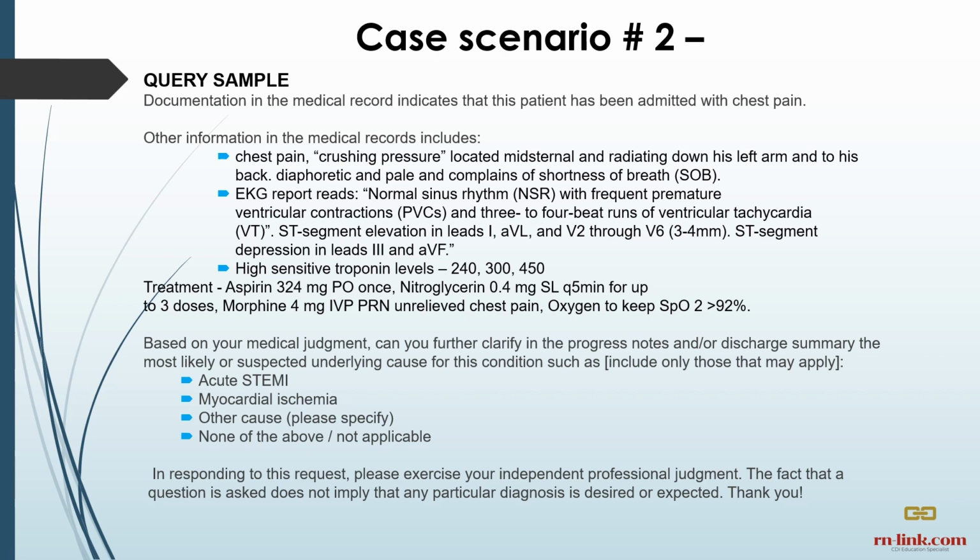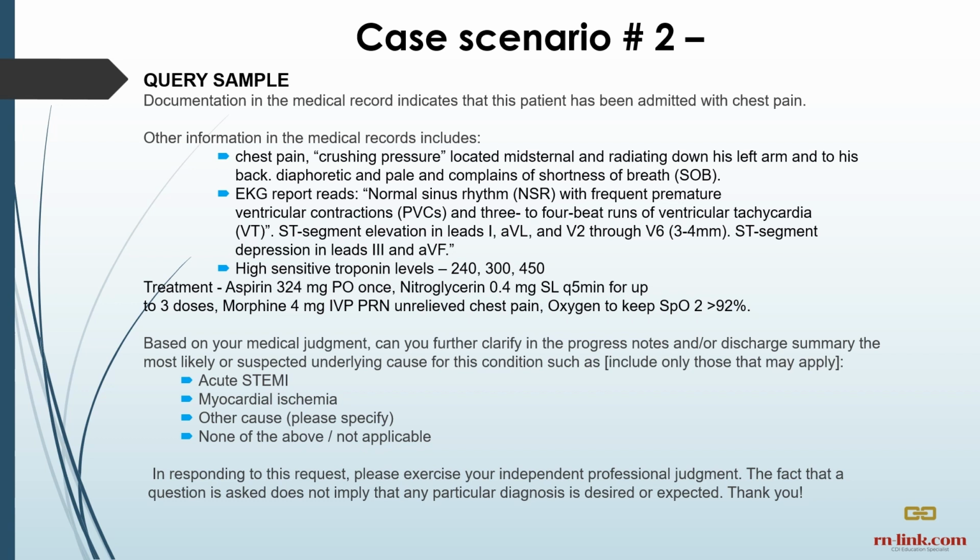EKG report reads, normal sinus rhythm with frequent premature ventricular contractions and 3 to 4 beat runs of ventricular tachycardia. ST segment elevation in leads 1, AVL, and V2 through V6, 3 to 4 mm. ST segment depression in leads 3 and AVF. High sensitive troponin levels, 240, 300, 450.